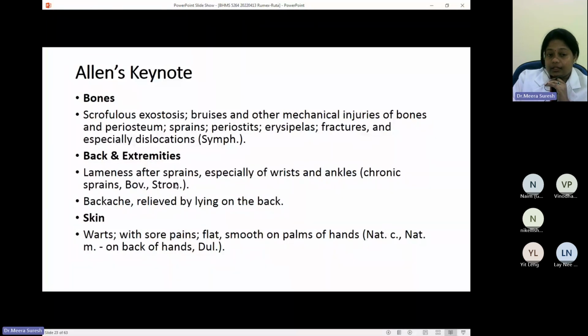Then lameness with a sprained sensation, especially of the wrist and ankle. And if it is a chronic sprain, Bovista and Strontium. Backache relieved by lying on the back. So maybe Lenny's Pata sir had this symptom along with that sprain, that there is relief from lying on the back. He might have taken Ruta.